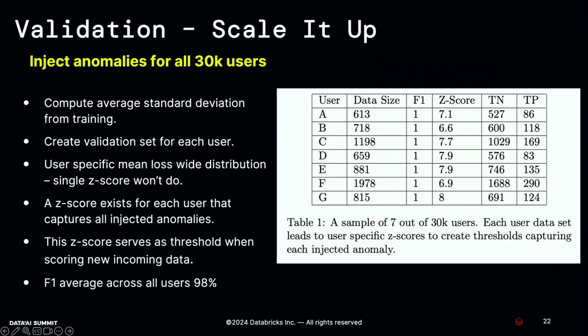Then we scaled it up. We looked at it for 30,000 users, so we repeated this process. This is just 7 of 30,000. You can see we have the injections, or the true positives, and the non-anomalous stuff, the normal stuff, is the true negatives. We compute z-scores, user-specific, for each user, and we attempt to recover them. We're able to get really good F1 scores. These are the top ones because this is at the top, but the average across all of them is about 98%. Again, when we look at what's dragging us down, it's just service user accounts. So that's one thing we've built, a really great way to detect service user accounts.